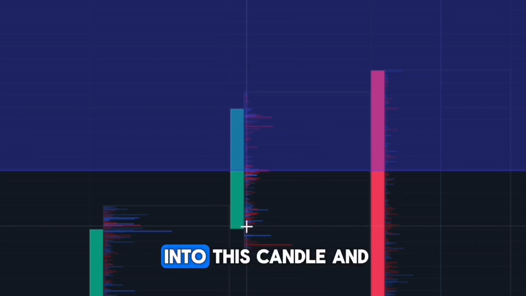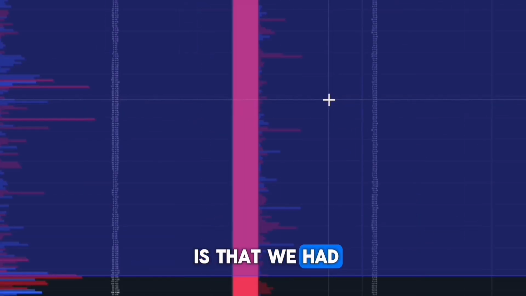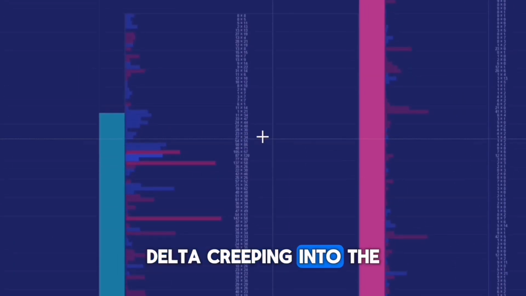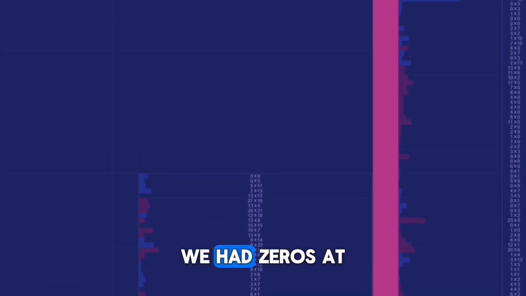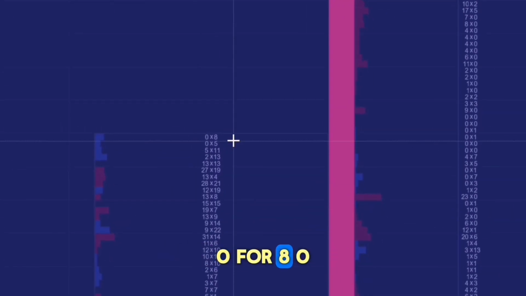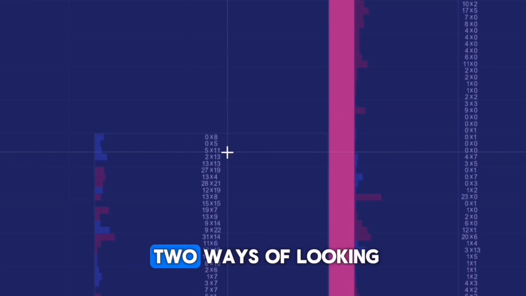But when we go into this candle and look in more detail, what you can understand is that we had a lot of red delta creeping into the zone. Right at the top, we had zeros: 0 for 8, 0 for 5. And when you see a 0, there are 2 ways of looking at it.